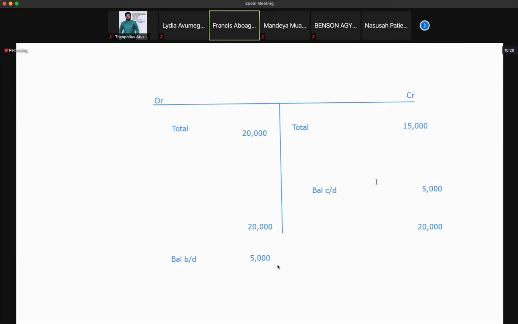But the credit side is not 20,000. The credit side is 15,000. It means that you still have 5,000 at the debit. And that's why we have the balance brought down at the debit. So when the balance carried down is at the credit, then the brought down will be at the debit. Is that okay? Yes. So that means it's a principle that anytime there is a carry down, there must be a brought down. Yes. Okay, thank you. Anytime there's a carry down, there must be a brought down. Okay. Any others?